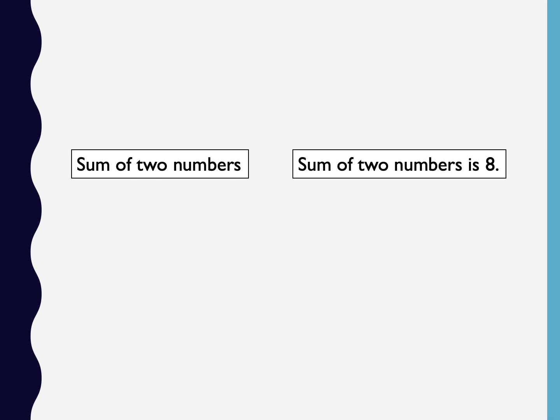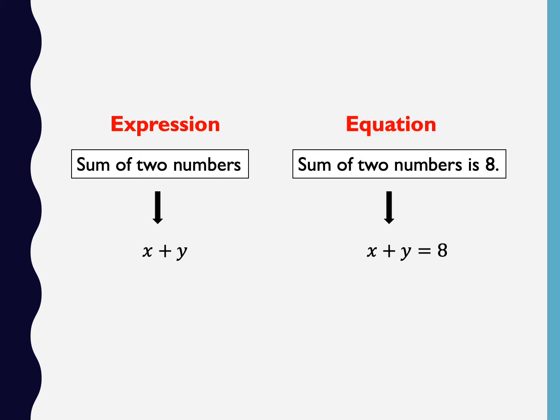Let's take a look at this example. The sum of two numbers, and the sum of two numbers is 8. When we translate this phrase and sentence, the first one can be translated into a mathematical symbol equivalent to x plus y. Take note that you can use any variable, while the second statement can be translated into x plus y is equal to 8. Looking at its mathematical translation, you can say that the first one is an expression and the last one is an equation.